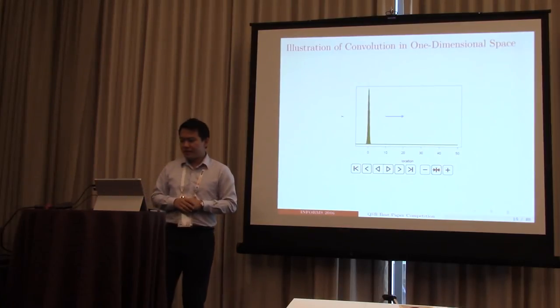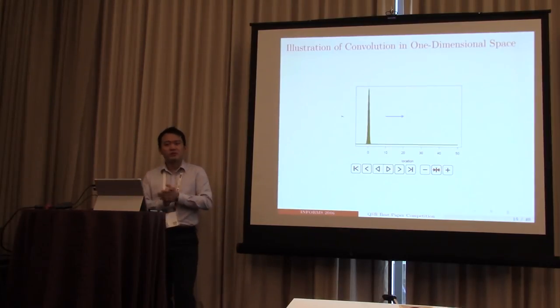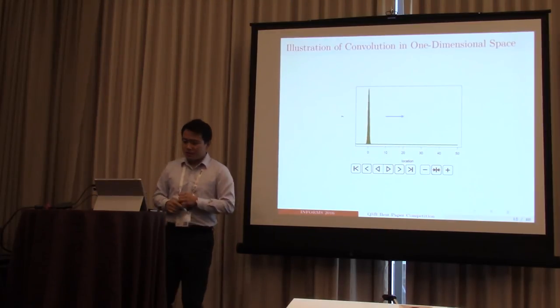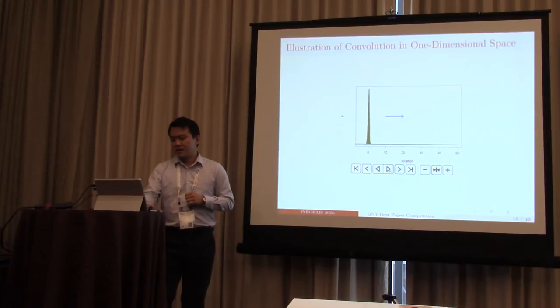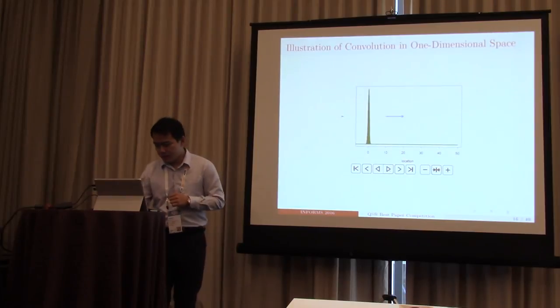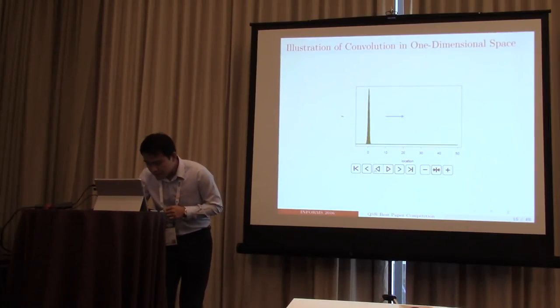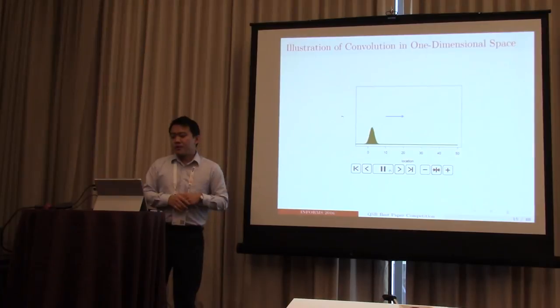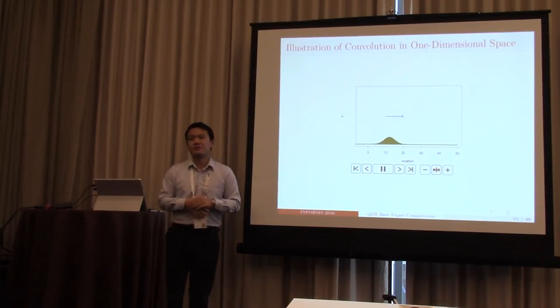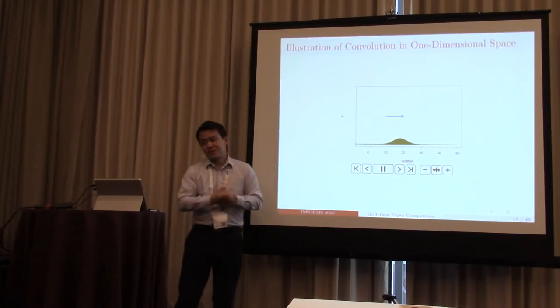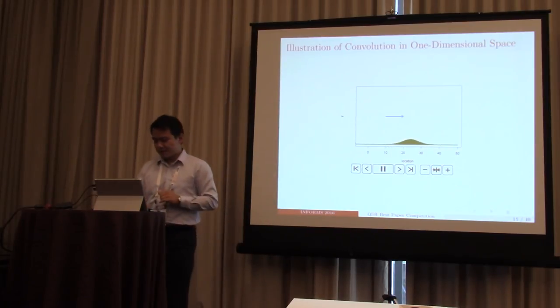Now, let me give you two very intuitive toy examples to see why we can use convolution to approximate the propagation process. This is a one-dimensional case, where the horizontal axis is location. You can see a blue arrow indicating the direction of propagation. If I play this, what you see here is basically a sequence of convolution operations. It seems that we can use this convolution operation to approximate the propagation along the x-axis direction.